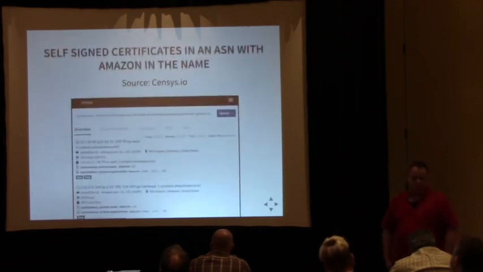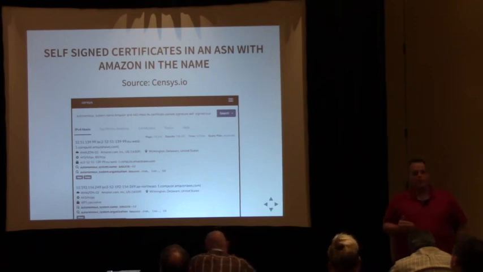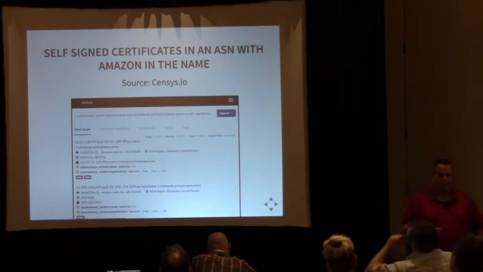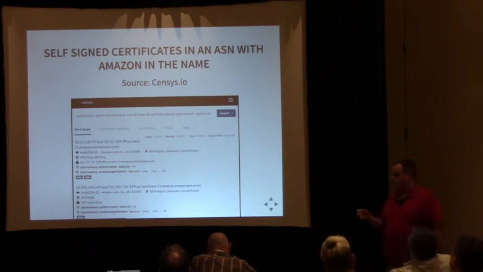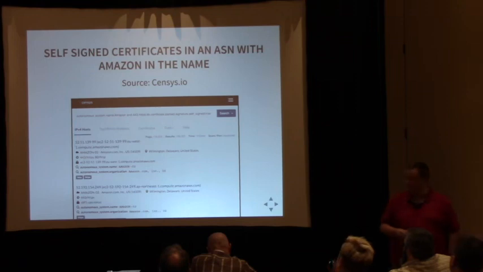Another one is, I'm using the ASN name of Amazon, but show me everything that's in an ASN that has the word Amazon and is self-signed. Meaning, is it just something new that someone stood up, or just an interesting way to look at the Censys.io interface. In this case, you can see there's roughly 156,000 TLS certificates in Amazon's ASN that are self-signed.